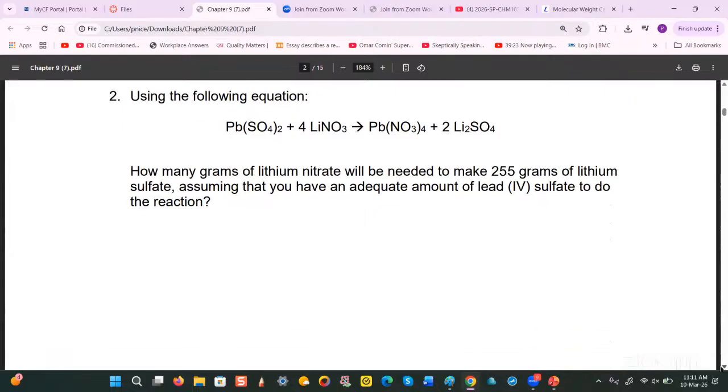Okay, so if you understood what we did in number 1, you should be able to do number 2. Again, they gave us a balanced equation. And in this case, they're asking for how many grams of lithium nitrate, so this is the lithium nitrate right here, will be needed to make 255 grams of lithium sulfate, assuming that you have an adequate amount of lead sulfate to do the reaction. Okay, so let me hear what you have to say about doing this particular problem. How would you go about solving this problem?